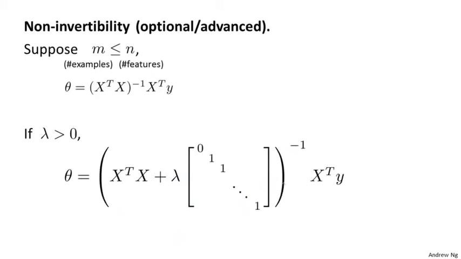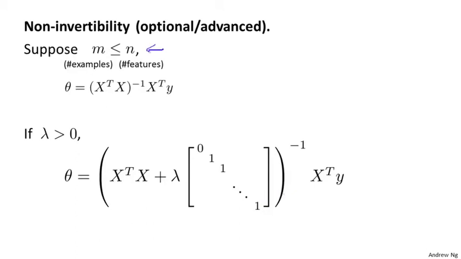So finally, I want to quickly describe the issue of non-invertibility. This is relatively advanced material, so you should consider this optional, and feel free to skip it, or if you listen to it and parts of it don't make sense, don't worry about it either. Earlier when I talked about the normal equation method, we also had an optional video on the non-invertibility issue. So this is another optional part that's an add-on to that earlier optional video on non-invertibility.